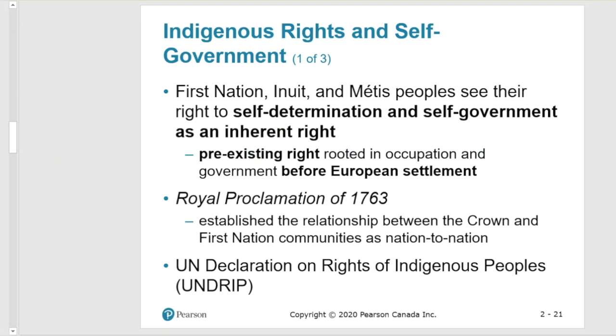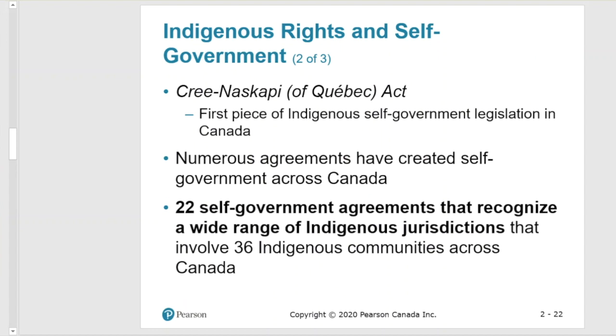In terms of indigenous rights and self-government, it is very important for us to understand and know that Canada recognizes the indigenous self-determination and self-government right. They accept this as an inherent right, meaning that those were rights that pre-existed before the Europeans settled in Canada. And more, both federal and provincial governments are entering into treaties with indigenous peoples to recognize more and more of their rights. This is also important to know and to understand.